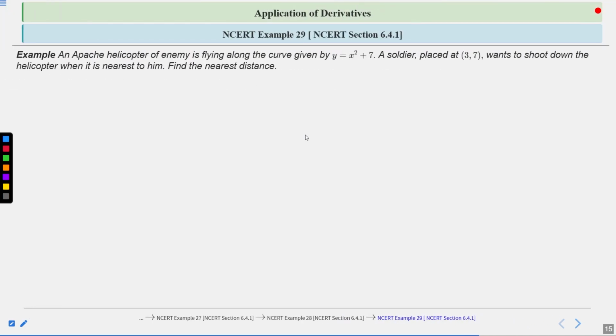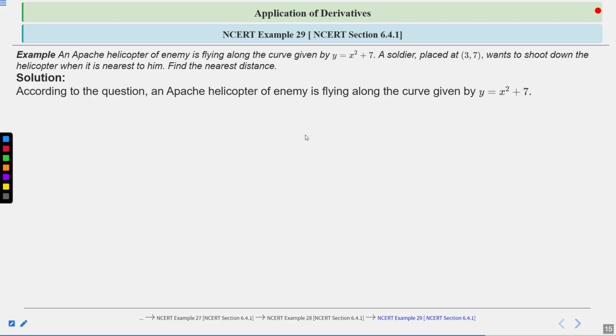The question is: an Apache helicopter of an enemy is flying along the curve given by the equation y is equal to x square plus 7. A soldier placed at (3, 7) wants to shoot down the helicopter when it is nearest to him, and we have to find the nearest distance, right? So let us see the solution part now.